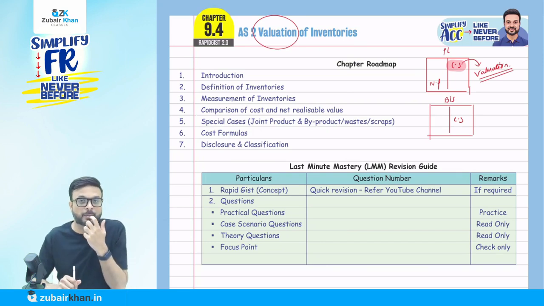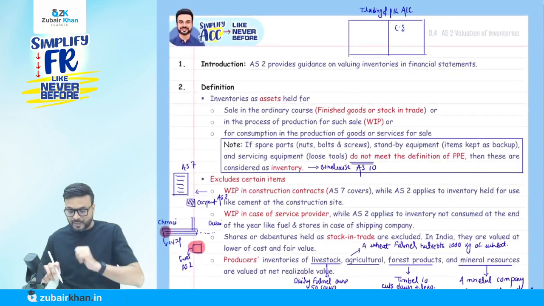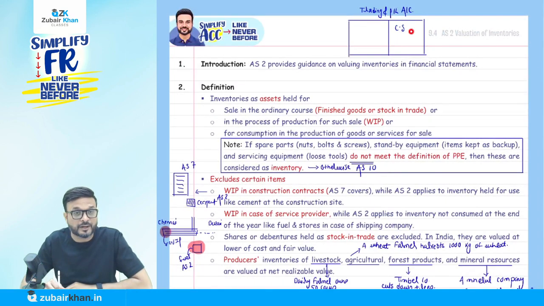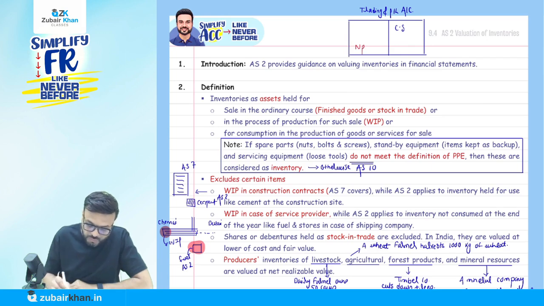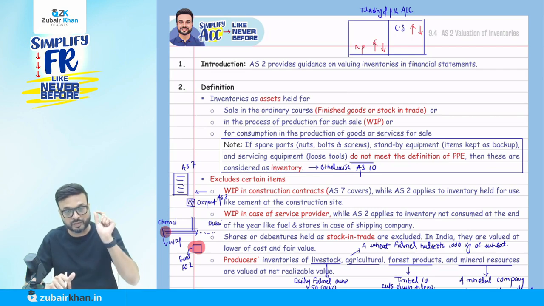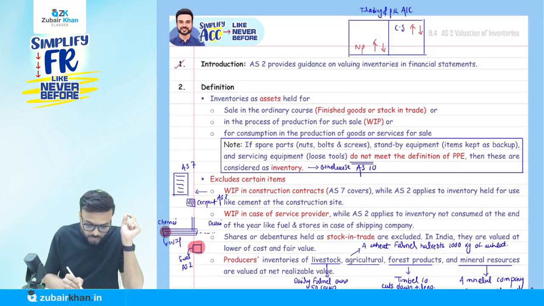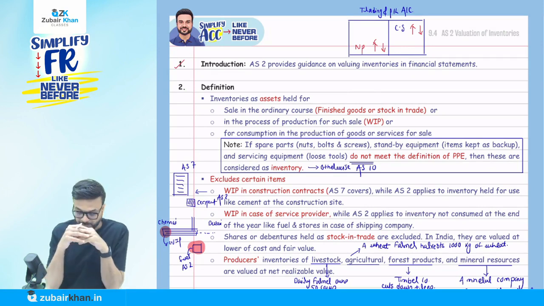This accounting standard will talk about how to do the valuation of inventory. So let's start here. As I told you, closing stock is written on the credit side of the trading P&L account. If we are not doing the valuation correctly, my net profit is going to be affected here. If we show more closing stock, my profit will increase. If we reduce closing stock, the profit will also get reduced. So it is important to do proper valuation of closing stock. So Accounting Standard 2 provides guidance on valuation of inventory in financial statements.